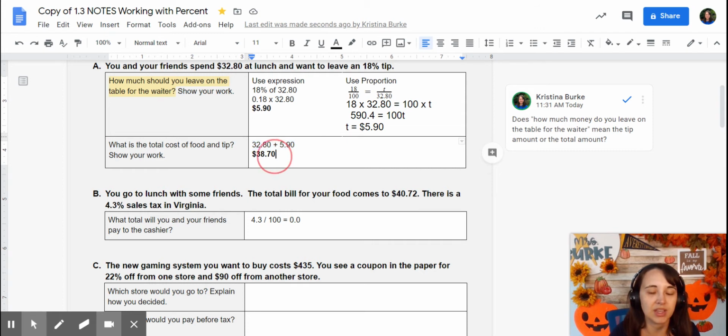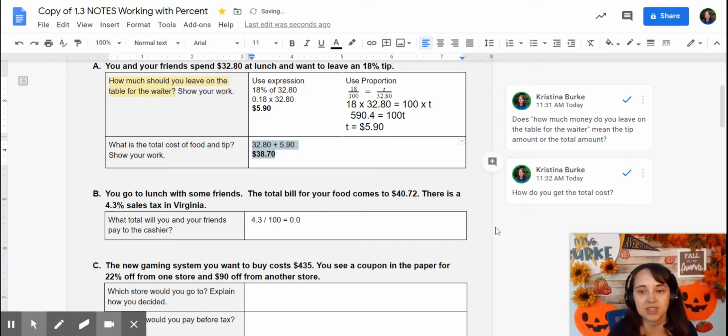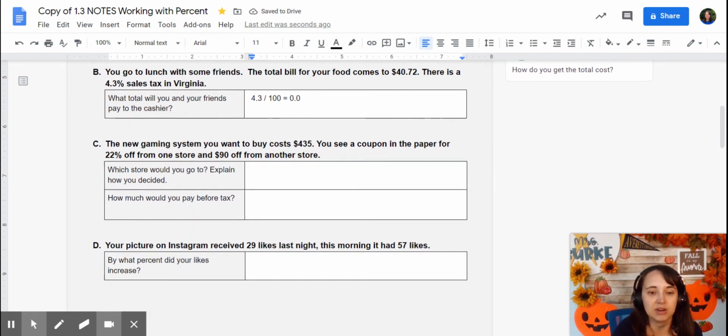So down here, maybe I want to leave a comment. So I know I need to add. So let's highlight this. I could put, how do you get the total cost? Question mark. That's my second study question. I keep scrolling down here.